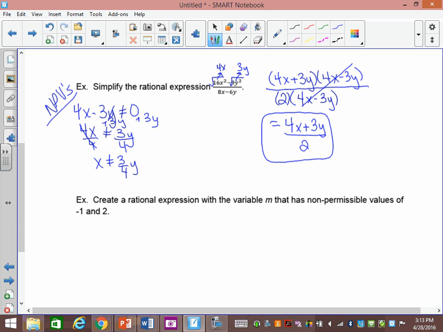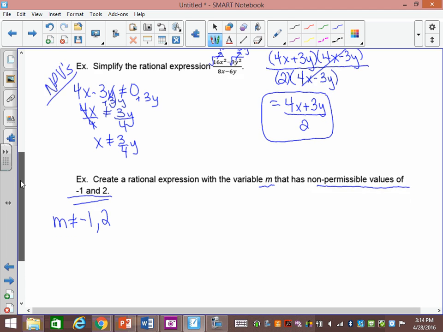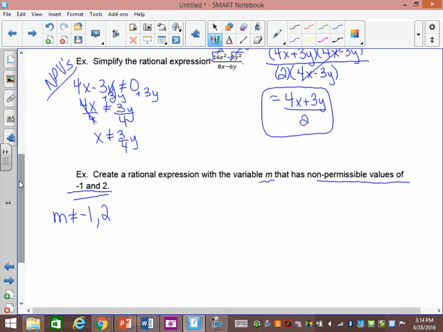This is the last question, and then you're going to work on homework. Create a rational expression with the variable m. So our variable is going to be m in this case. That has non-permissible values of -1 and 2. So basically, m can't equal -1 or 2. So what type of rational expression would I have to do in order for those to be my non-permissible values? What would have to be in my denominator? What factors?